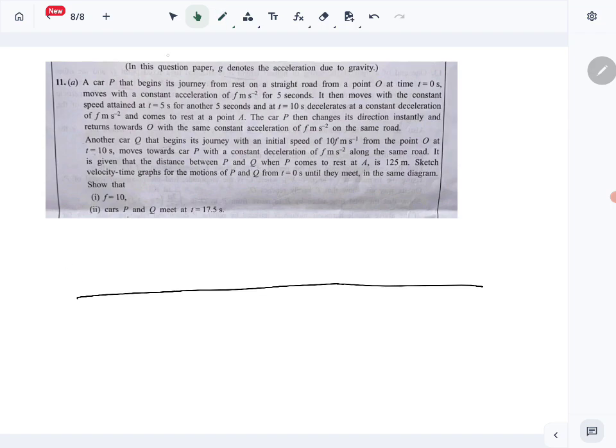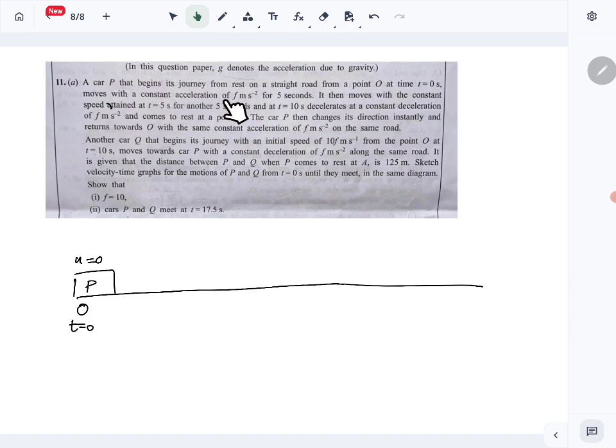Car P starts from rest. So initial speed is 0. And it starts from point O. This point is O at time t equals 0. So this time is t equals 0.